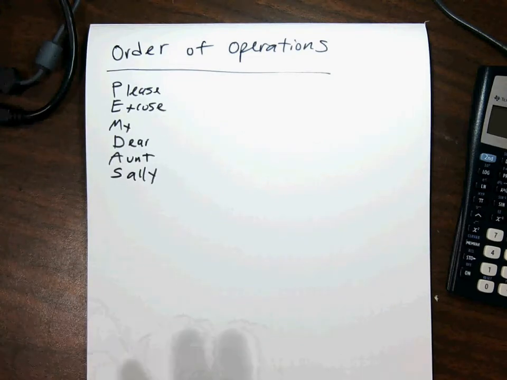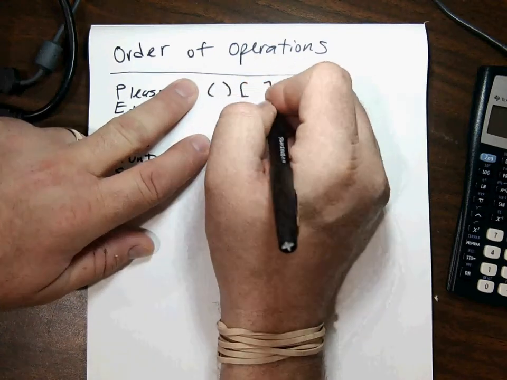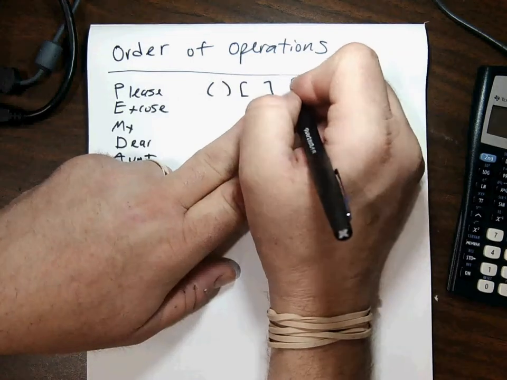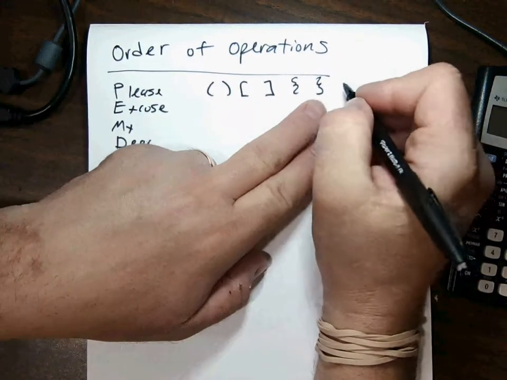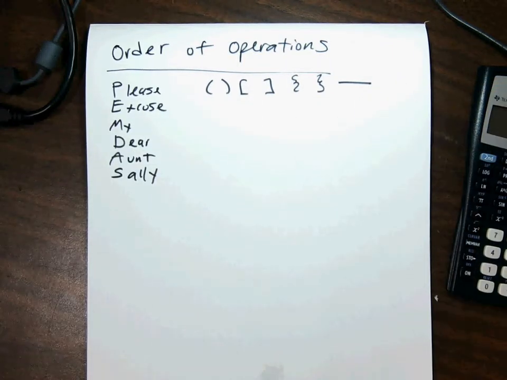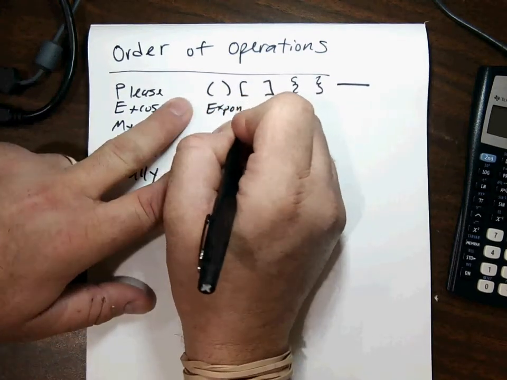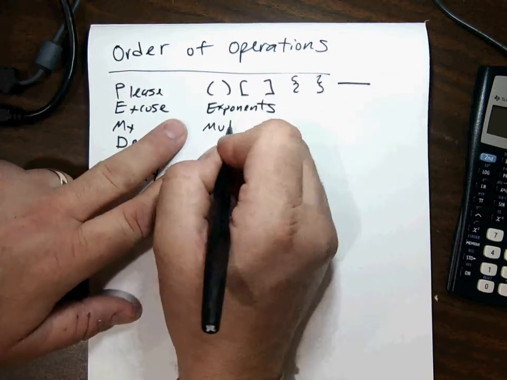The P stands for parentheses, okay? We're going to see sometimes we have square brackets as opposed to parentheses. Sometimes you even see these little curly braces. Those are grouping symbols. Even a fraction bar is kind of like a grouping symbol. So P is kind of generic for that. Excuse, that's exponents. My dear, multiply and divide.